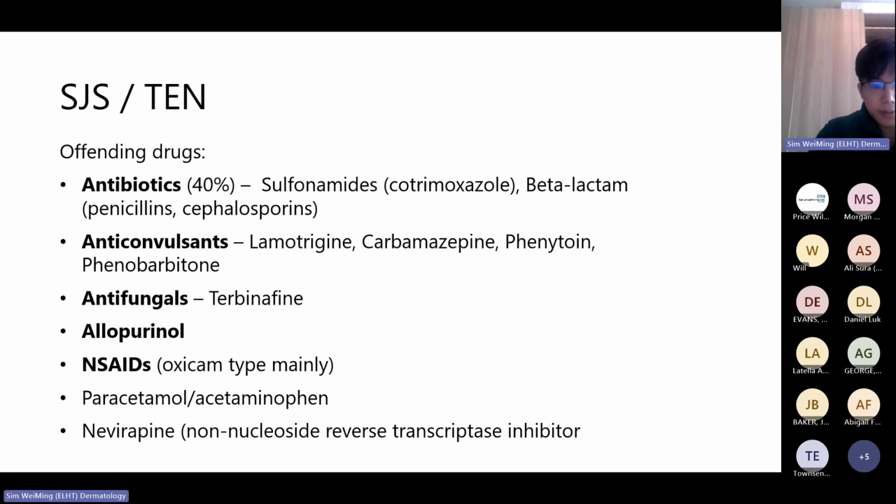another one, NSAIDs we talked about. I left paracetamol and acetaminophen there just because it is mentioned in the literature, but then we give paracetamol so much anyway, so just take it with a pinch of salt. And then nevirapine, which is an NNRTI, I think used in HIV and other things. But yeah, so this is the list of offending drugs for yourselves.